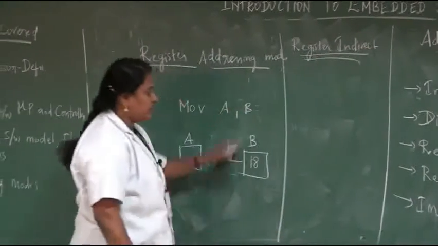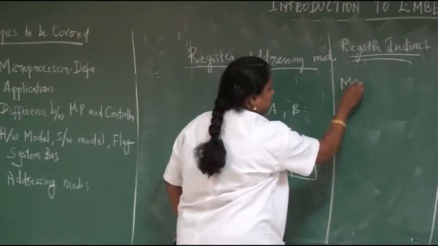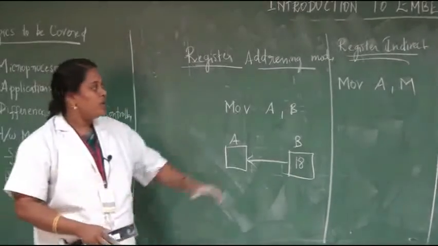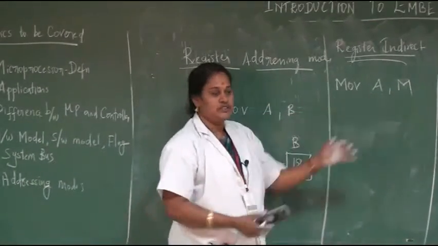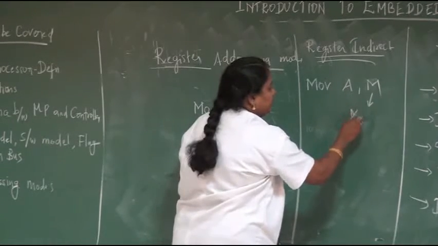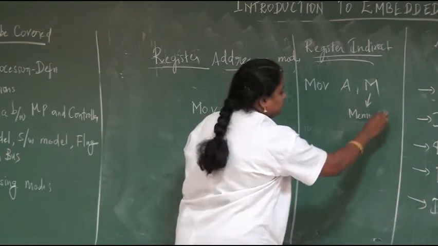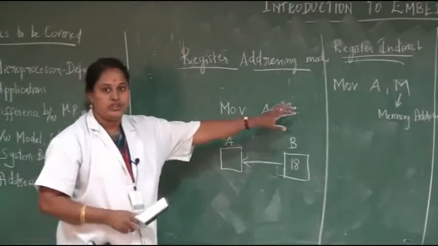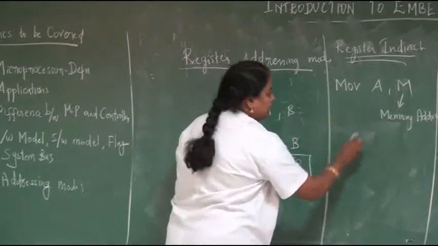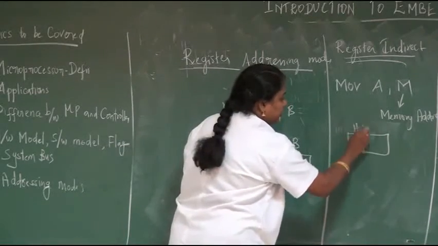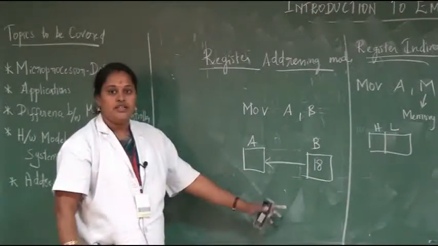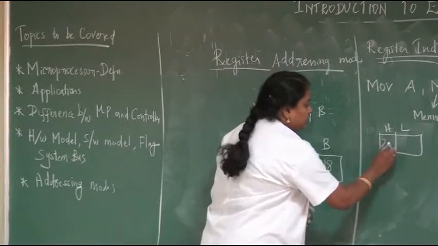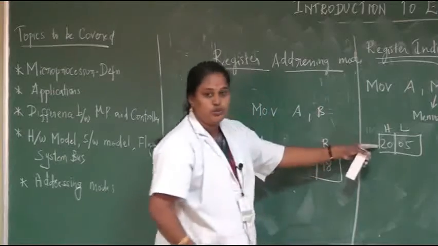So next is register indirect. The example is MOV A, M. So what does this M refer to? M refers to a memory address. So what will happen after executing this instruction? By default the memory address is stored in a register pair called HL. For example, this register pair is going to have a value 2005.